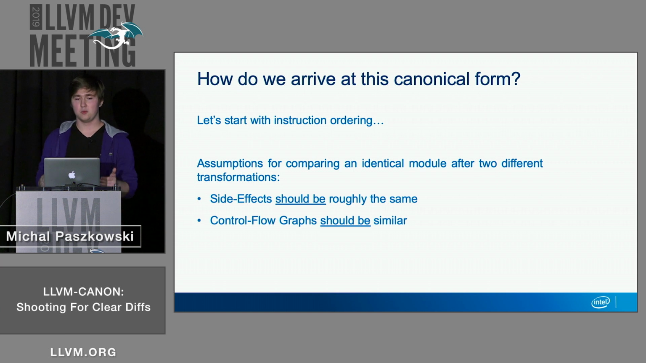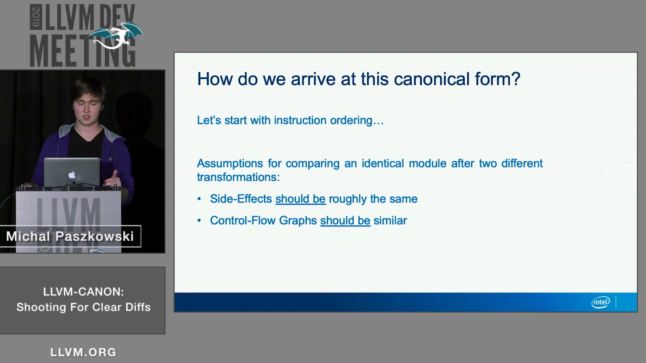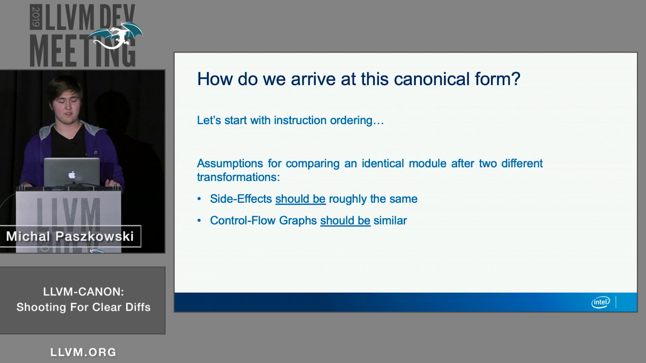So we looked at the diffs, and we found out that one of the major factors influencing the diff is the instruction order. So we started with instruction order, and we made two bold assumptions. One is that, because the two modules that we want to compare really come from just one module after given transformations, side effects should be roughly the same, the side effecting instructions. And we also made the assumption that the control flow graphs should also be similar.